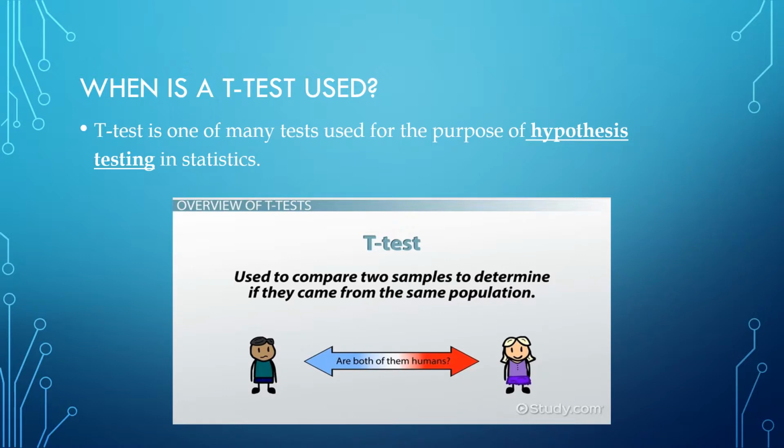When is a t-test used? A t-test is one of many tests used for the purpose of hypothesis testing in statistics. The example below shows two different groups. The hypothesis is meant to determine if both groups are human and if both groups come from the same population. A t-test would be a good way to determine this information.